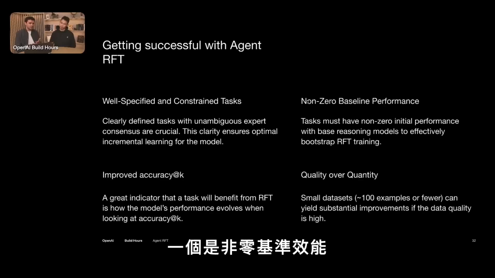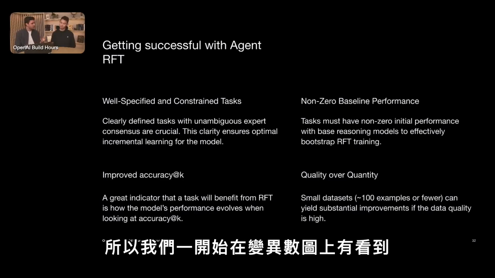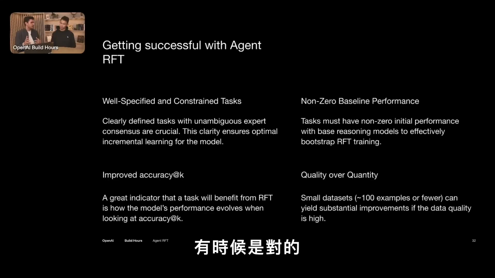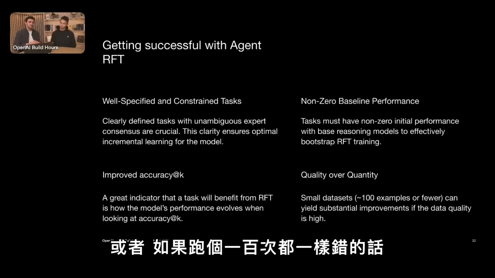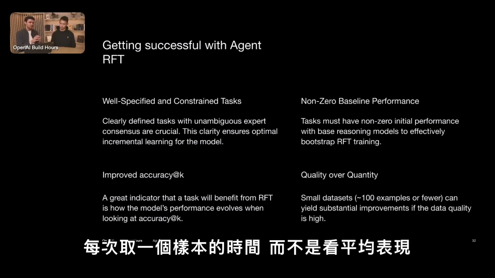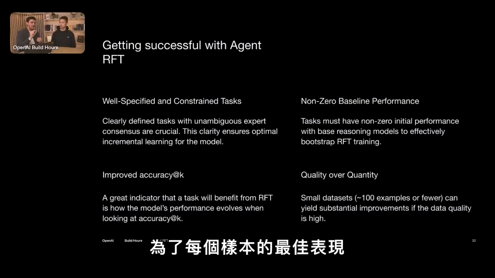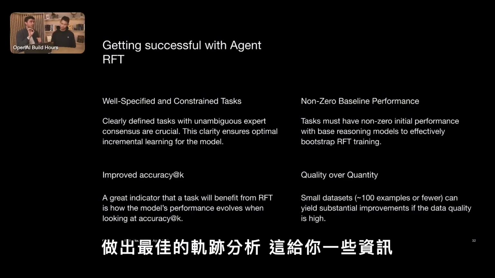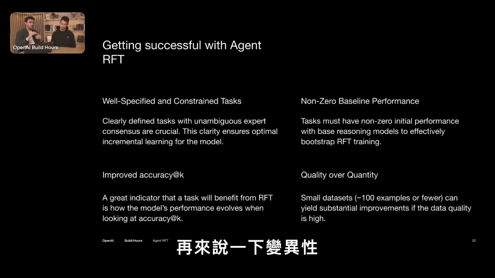Yeah. The second one is non-zero baseline performance. So we saw initially in our variance plot, you need the model to be sometimes right, or else if it's just never right after running like 100 times on the same sample, it will probably never learn. Especially if it's like this across your whole data set. Right. And then improved accuracy at K. So that's very interesting. If you run multiple times for each sample, and then instead of looking at the average performance, you look at the average performance for the best trajectory of each of the samples, that gives you some information on, again, the variance and how often the model gets it right.